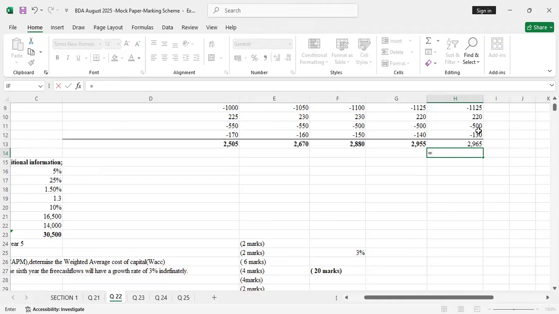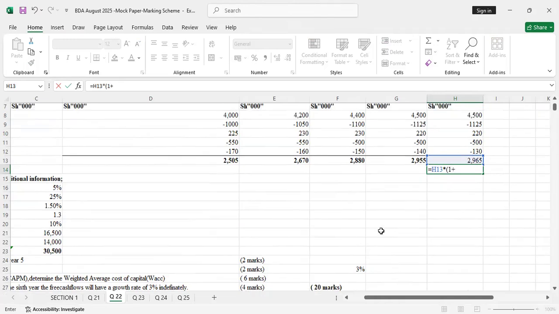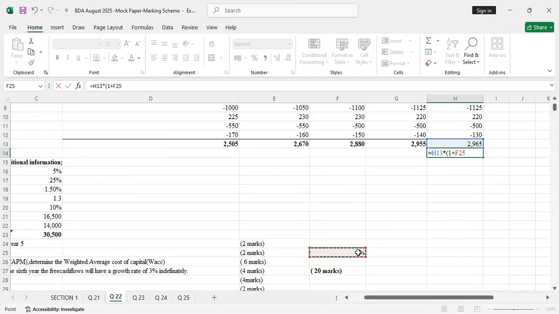Now this is what you do. You will take the last year, because this is the 5th year. We are told that it will grow indefinitely from the 6th year. So we will take the 5th year free cash flow times this value here, times a bracket. You'll introduce a bracket, then you'll pick 1 plus that 3%. So plus that 3%, and you select it. Then you close the bracket. Then you put slash, then put another bracket.